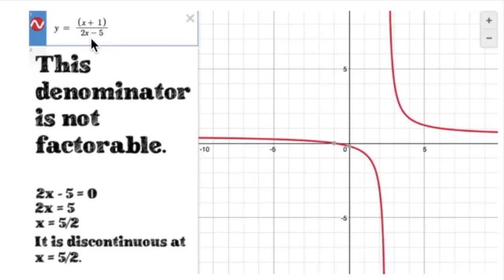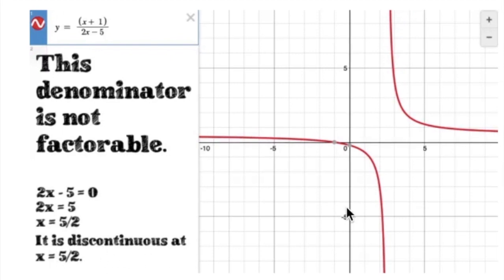This one with 2x minus 5 on the bottom, the denominator is still not factorable, and to find where the asymptote is you want to set the denominator equal to 0, and then solve for x, which in this case x is 5 halves. It is discontinuous at x equals 5 halves.